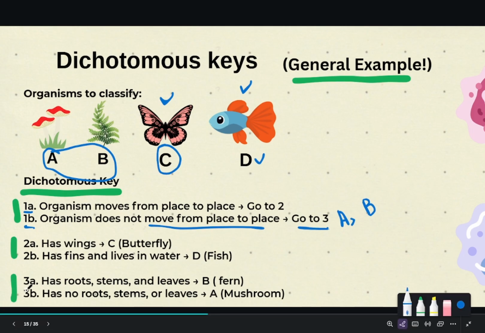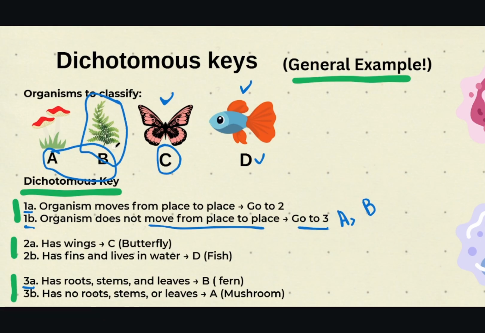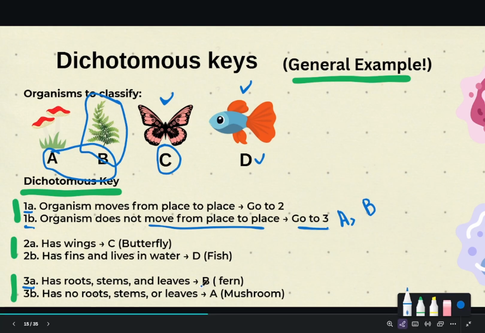So key number 3 says 3 key A. All right, 3A says that it has roots, stems, and leaves. Of course, it is this B one because it is a plant. All right, so we have identified that species B is a fern.